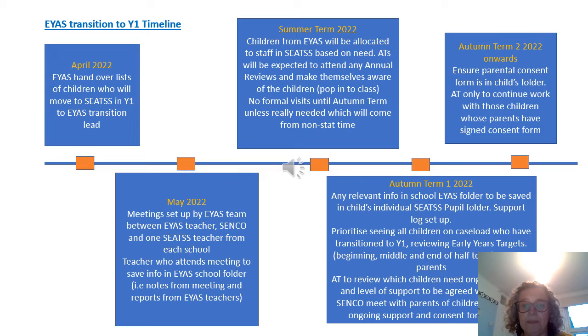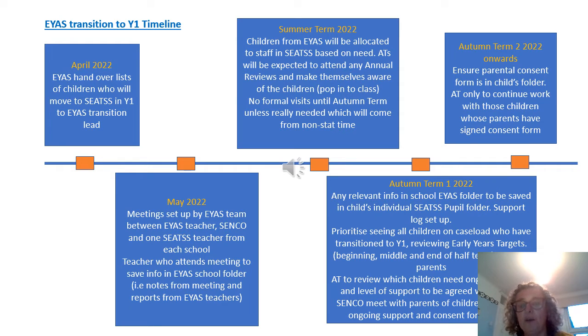The idea is that the children will be having visits in the beginning, the middle and the end of that half term, and it will be up to the SEaTSS teachers to contact parents to see how they feel their children have settled into year 1. Then at the end of this half term, the advisory teachers will review which children they feel need ongoing support from our service, and the level of support will be agreed with the SENCO.